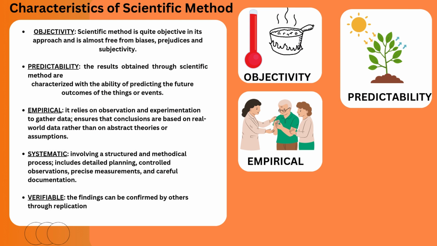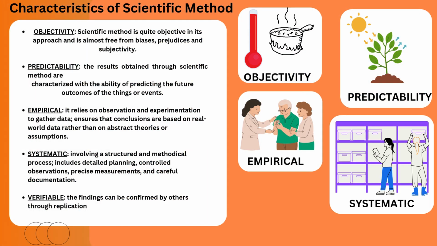Empirical, it's based on real observation. So a doctor tests a new medicine on patients and observes their recovery to prove its effectiveness. So it's empirical. Systematic: an engineer designs, tests and documents every step while creating a new machine to ensure accuracy. So it's a systematic process. Designing, testing, documenting, these are all systematic.